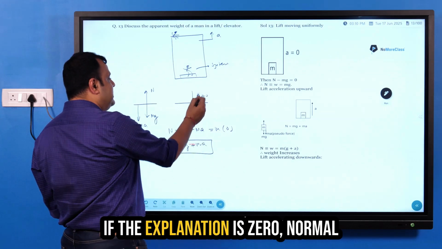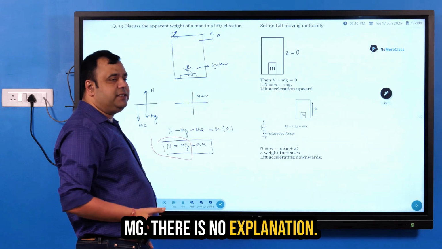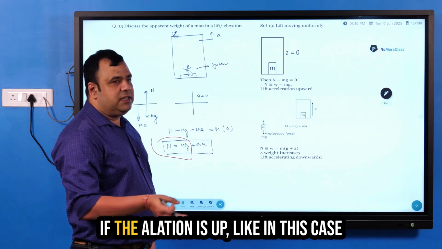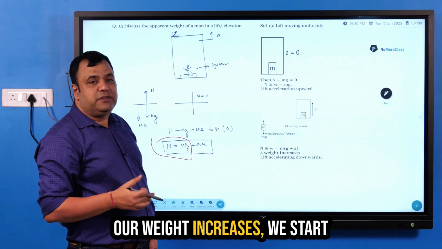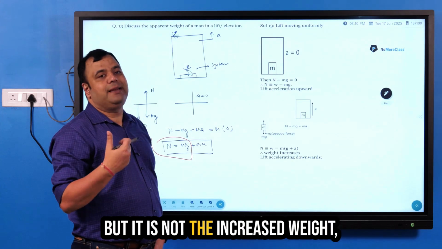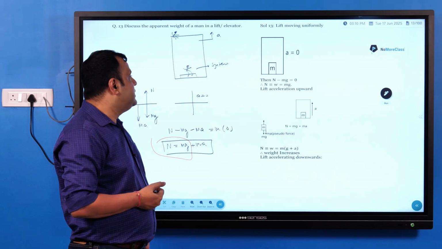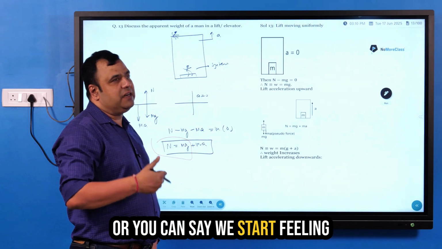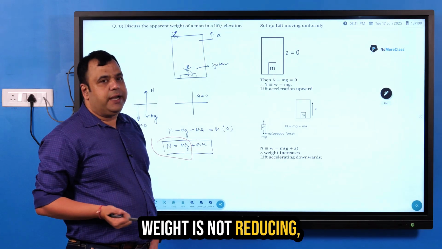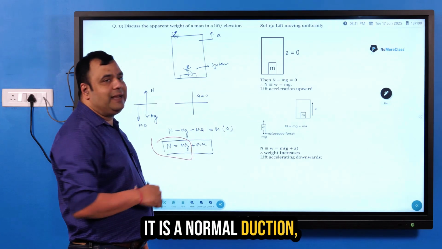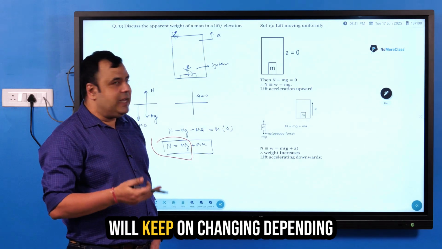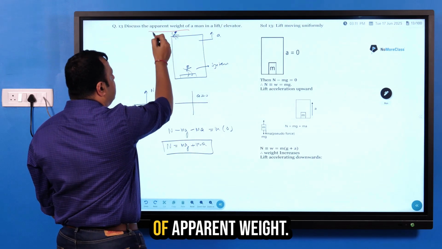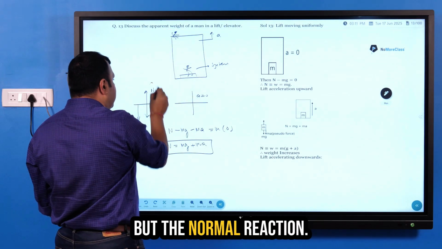So that's what happens. If there is no acceleration, normal reaction will be the same as mg. If there is no acceleration, there can be velocity. If there is no acceleration, our weight is the actual weight. If the acceleration is up, like in this case, our weight increases. We start feeling that increased weight. But it is not the increased weight, it is the increased normal reaction. And when the acceleration is downward, we start feeling weightlessness, or you can say we start feeling like our weight is reducing. Again, weight is not reducing. The mass is not reducing. It is the normal reaction which is reducing. So the normal reaction will keep on changing depending upon whether the lift is going up or down. That's the concept of apparent weight. So apparent weight is nothing but the normal reaction.